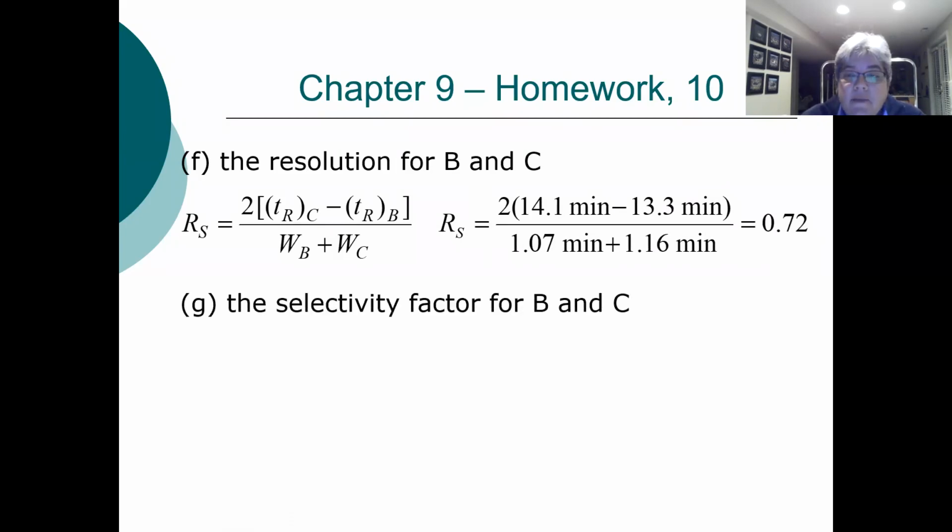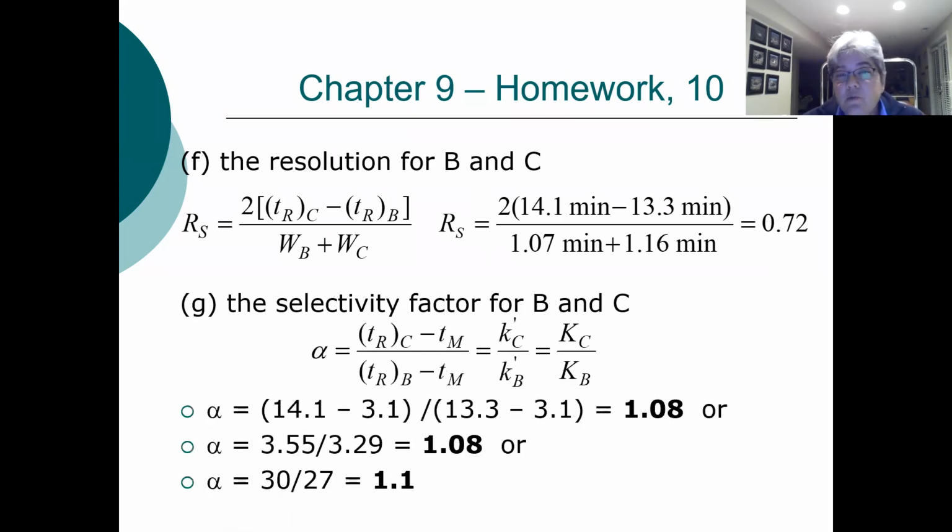And then they say, okay, what's the selectivity factor? Now this one, there are 3 ways to do this. You can do it based on times. You can do it with retention factors. You can do it with Ks. You only need to do it one way. Most of you were just copying the key from last year, so you gave me all 3, which is one of the reasons I know you just copied the key.